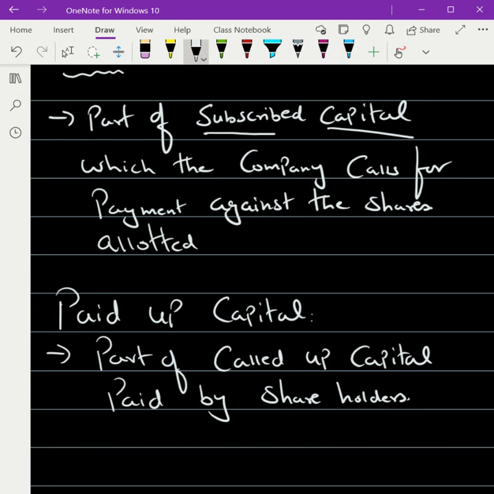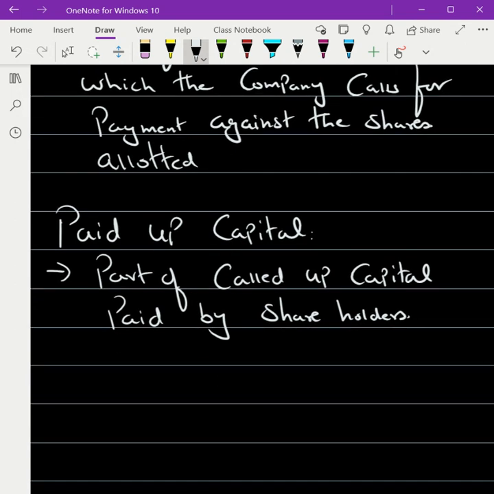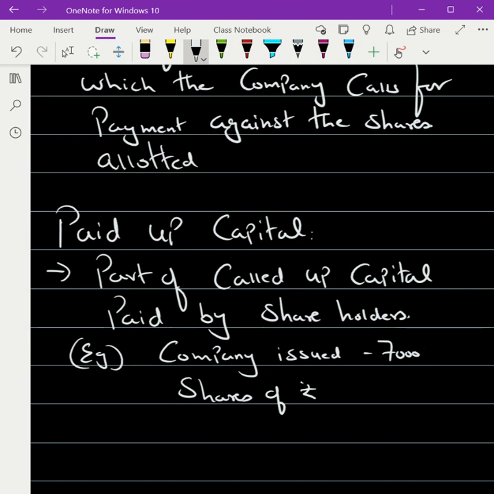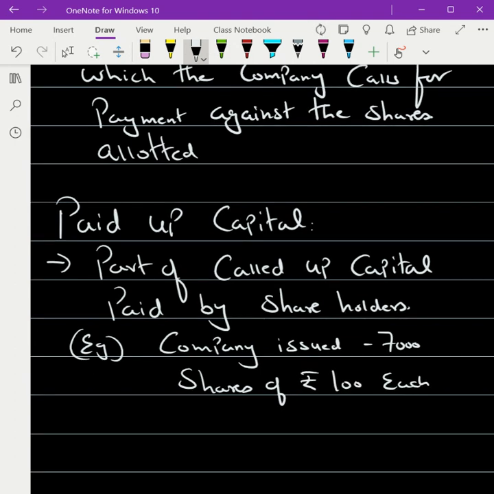So when you make a call, say for example, you have got subscription for 7,000 shares. Example: the company issued 7,000 shares of rupees 100 each.